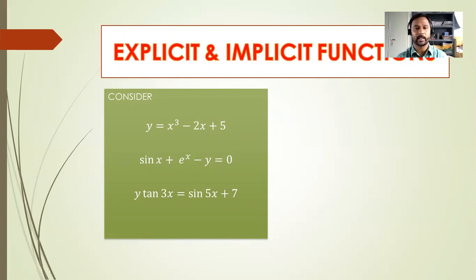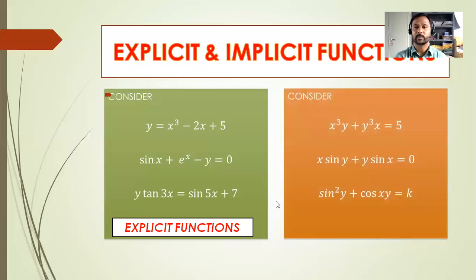Third one, y tan x is equal to sin 5x plus 7, can be rewritten as y equal to (sin 5x plus 7) by tan x. In that case also, y and x are separated. Such equations in which the expressions in x and y can be separated are known as explicit functions.